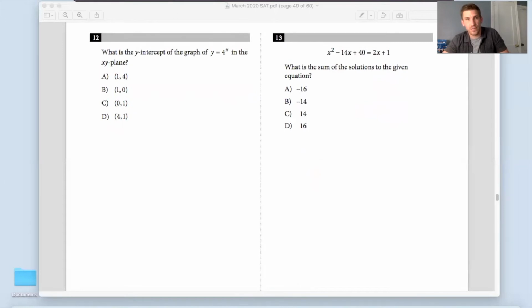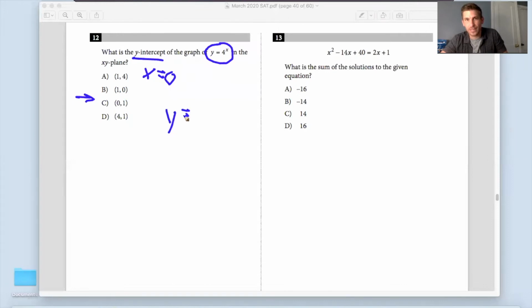Question 12, it says, what is the y-intercept? The moment I see y-intercept, it means where x equals 0, okay? And I'm immediately labeling that down to make it a little easier. So what is the y-intercept of the graph of y equals 4 to the x in the xy plane? Well, here's a quick thing. There's only one answer choice where x equals 0, so it's probably going to be this particular answer choice. But I'll plug it in anyway, just so you can see.